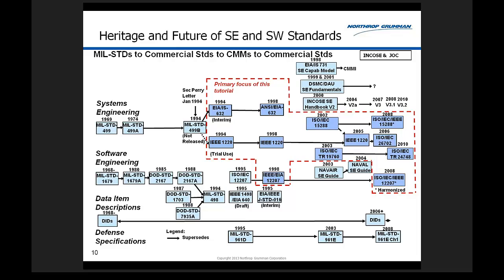Okay, so now the software engineering standards. 1679 evolved into the A version, 2167A, then MIL Standard 498, and IEEE adopted that, and then they issued Joint Standard 016. Now, along with that, ISO IEC took and issued 12207, and they joined with IEEE, and it's a joint document, IEEE ISO IEC 12207 for software. Okay, and that's what's existing today.